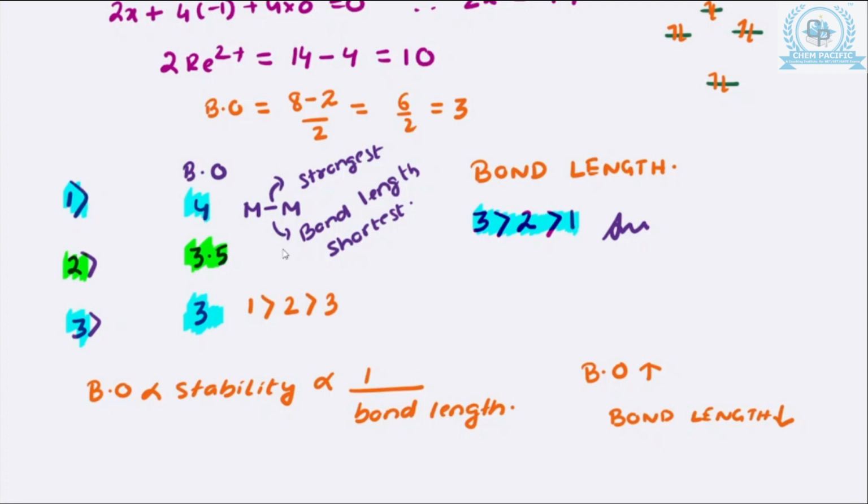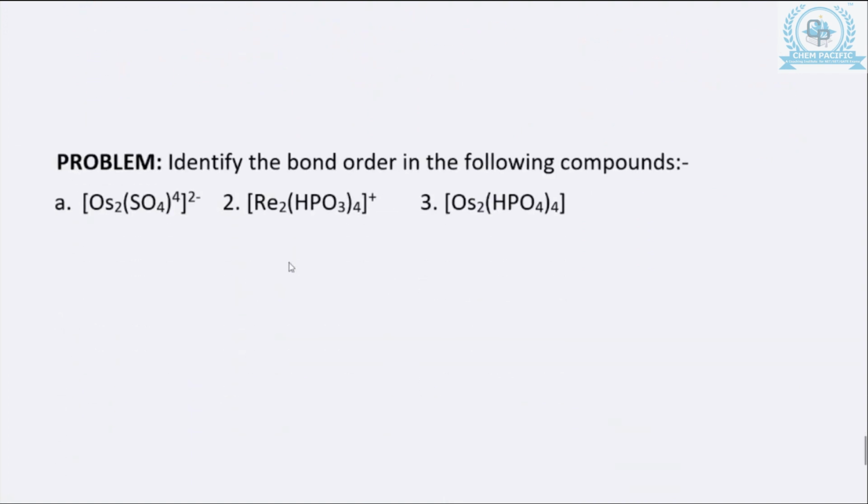Now let us move on to the next problem. Identify the bond order of the following complex. They're just asking for the bond order. Okay? Now let us solve the first one. SO4 whole 4, 2 minus. So it is very easy.